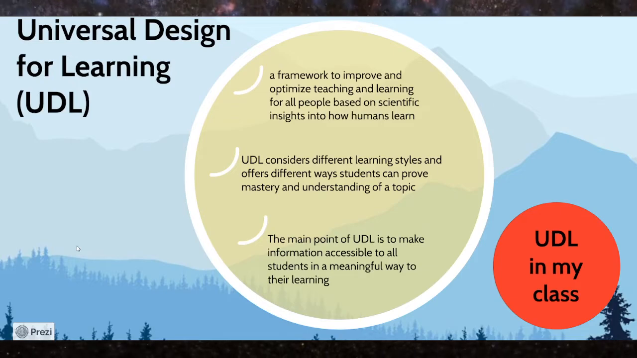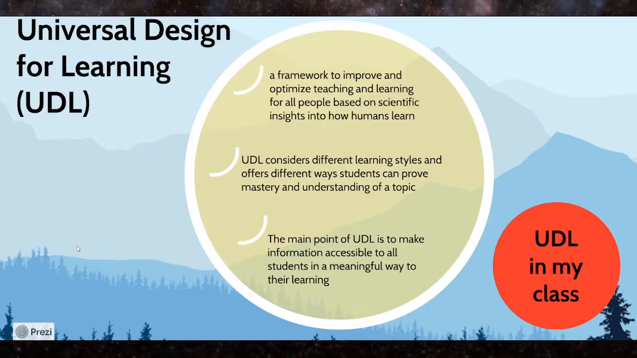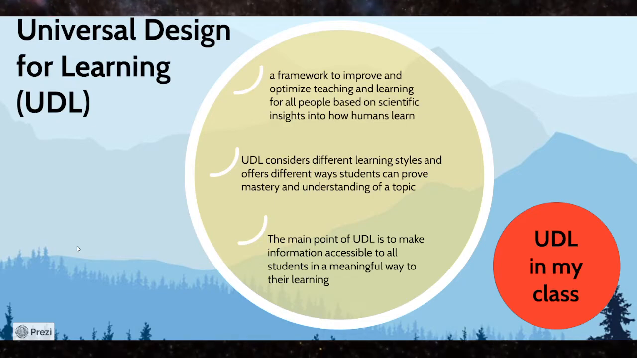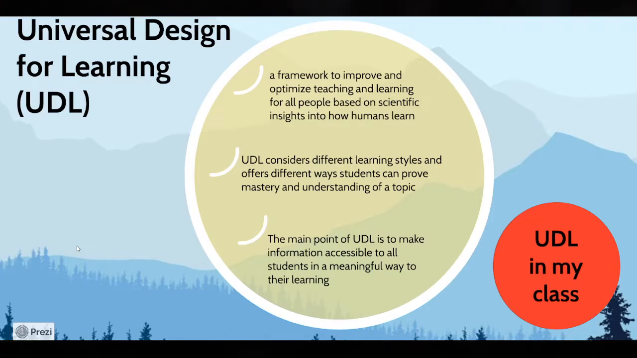UDL stands for Universal Design for Learning. It's a framework to improve and optimize teaching and learning for all people based on scientific insights into how humans learn. UDL considers different learning styles and offers different ways students can prove mastery and understanding of a topic. The main point of UDL is to make information accessible to all students in a meaningful way that helps them learn.